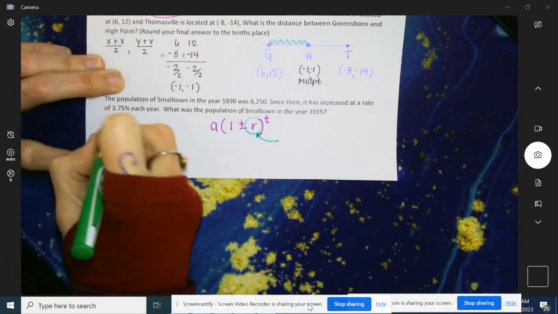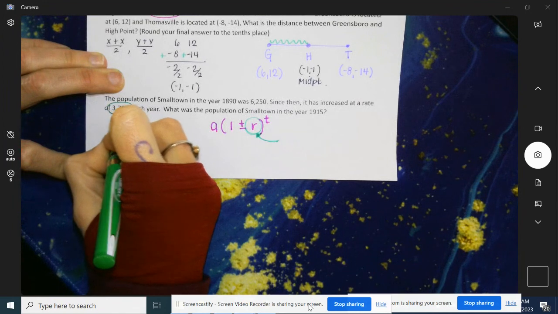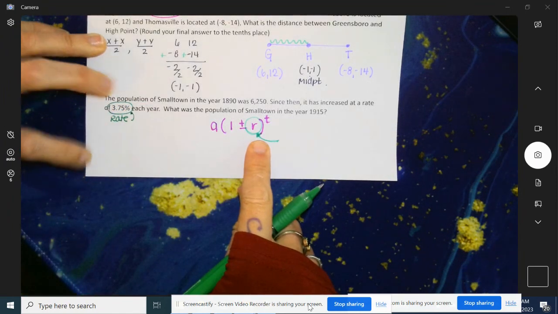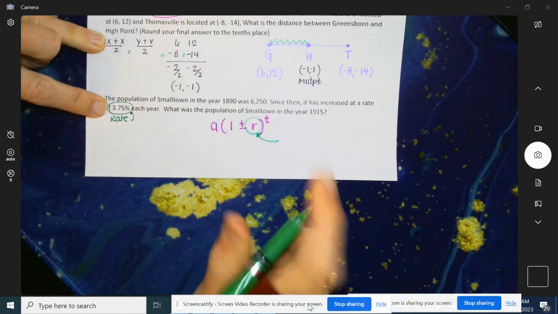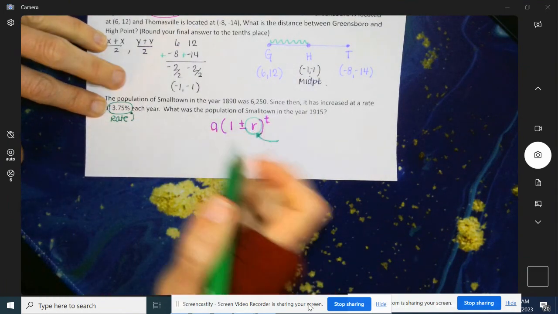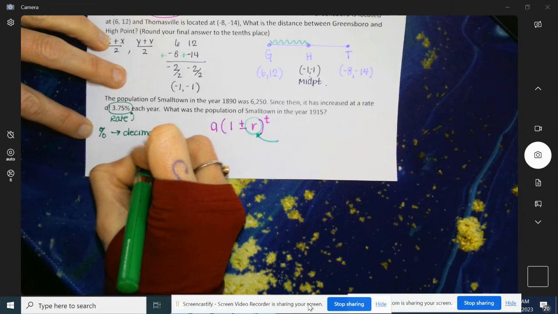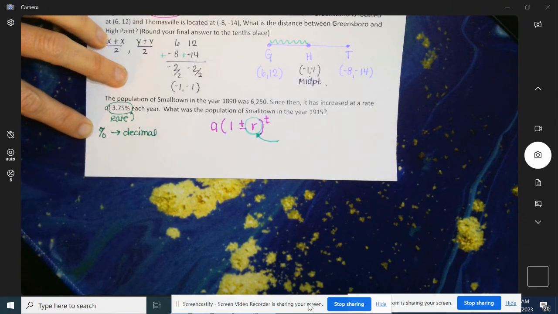Good, Jay. So we're going to take that percentage. This is our rate as a percent. But to plug it into the equation, we have to move that decimal. So to turn a percentage into a decimal, how do we change a percent to a decimal?